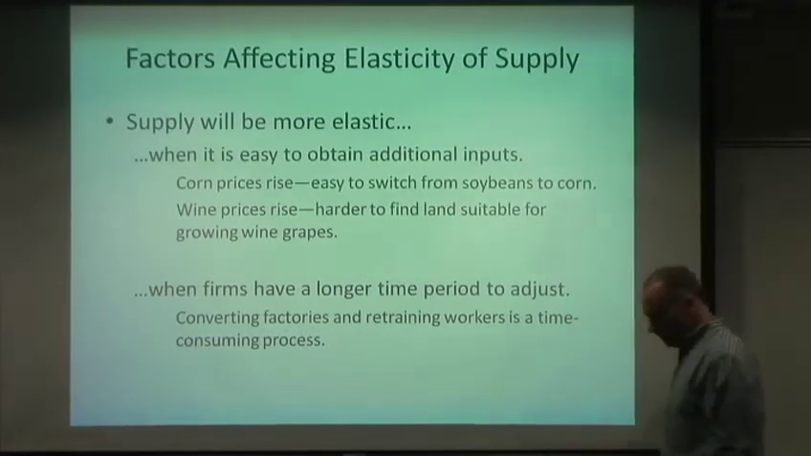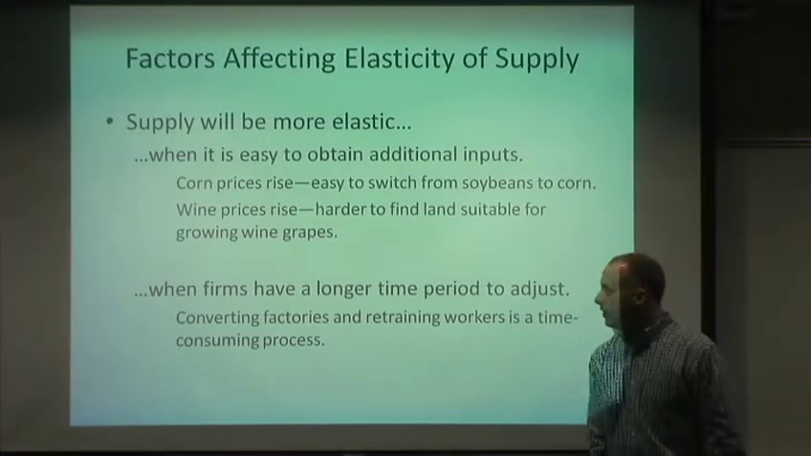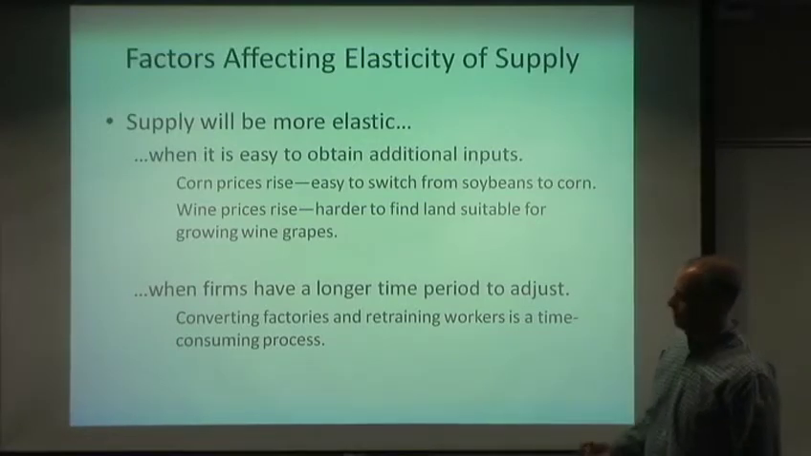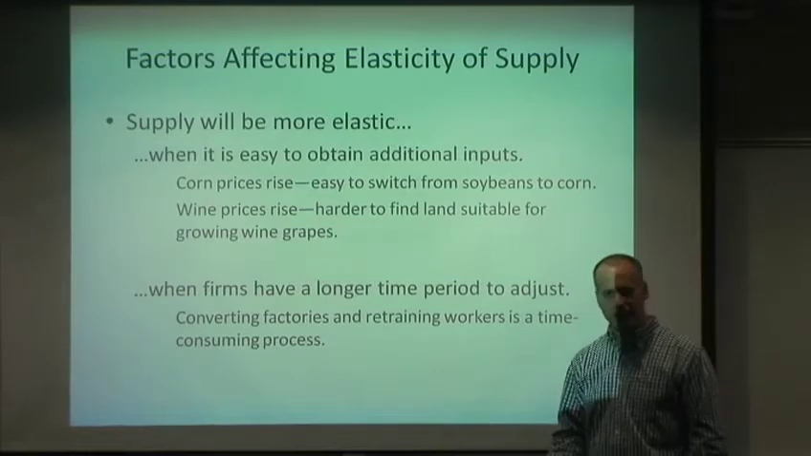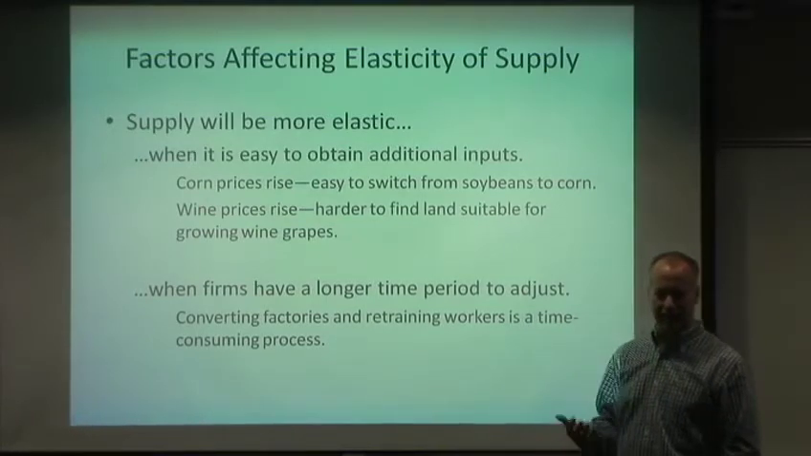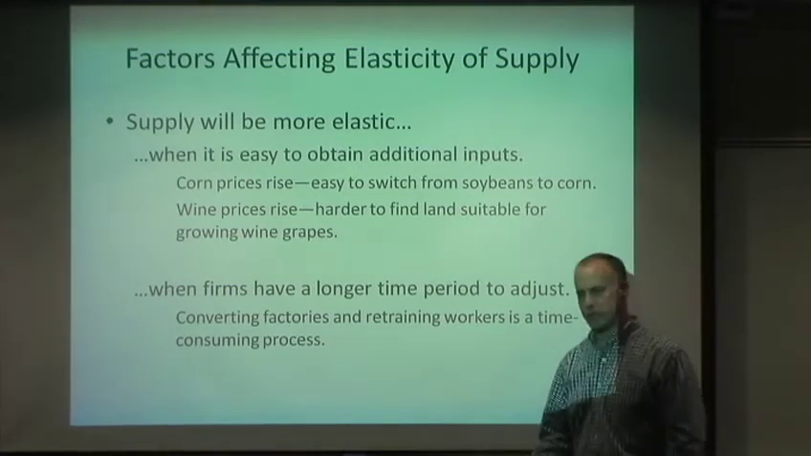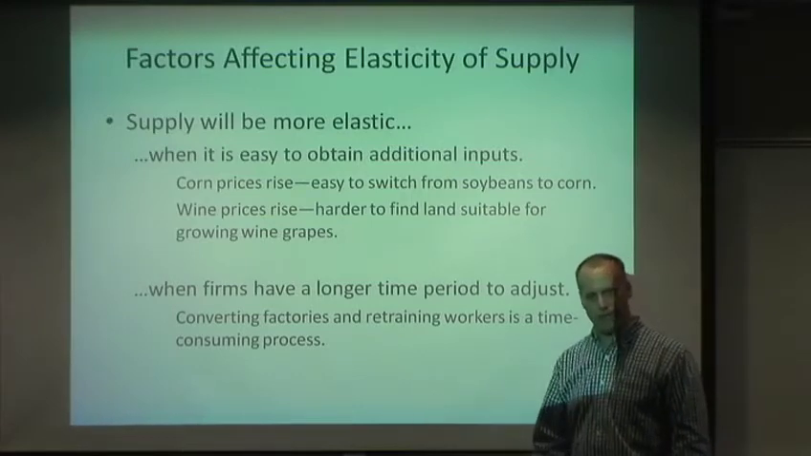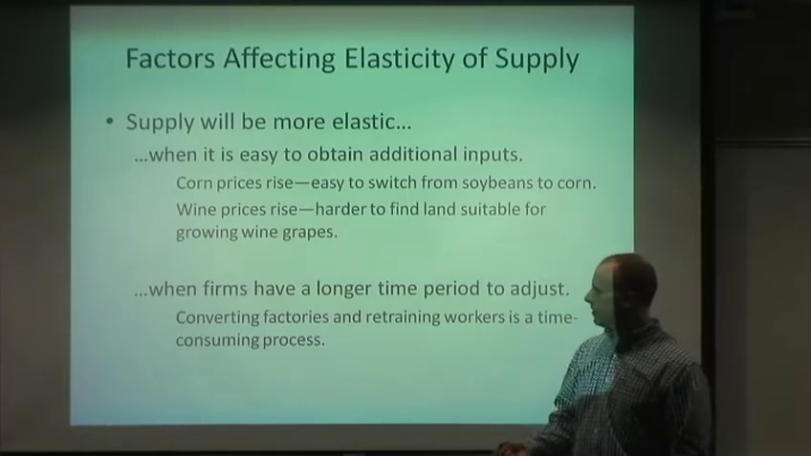So, as a practical matter, what kinds of things determine the elasticity of supply? Note the following. The supply will be more elastic when it is easy to obtain additional inputs. So the elasticity of supply for corn, for instance, will be relatively elastic. If corn prices are expected to be high next year, there's a high demand for corn expected, it's fairly easy for Illinois farmers to convert from soybeans to corn. Or large swaths of acreage in the Midwest are fairly easy to convert from one crop to the next, given enough time to do so.